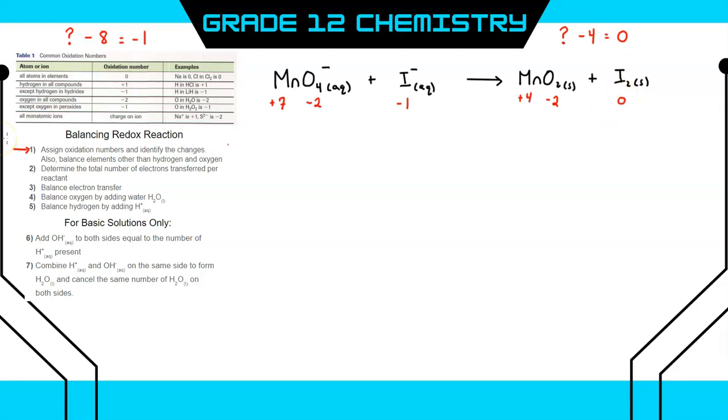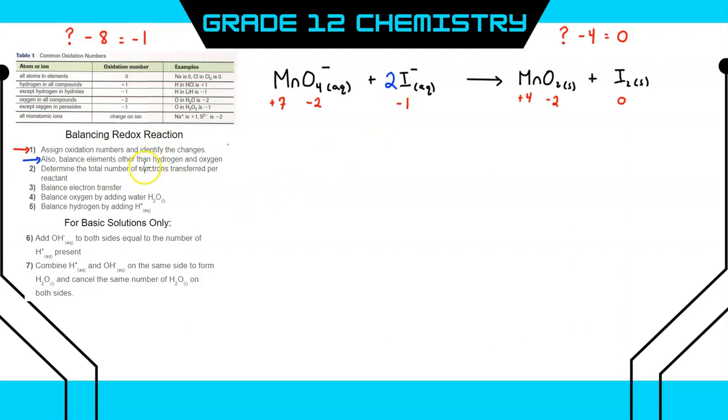All right, so let's see what's happening to these charges. But first, I told you we're going to do an example where we are going to actually need to balance those elements other than hydrogen and oxygen. So manganese has 1 here in our reactants and 1 here in our products. Iodine, however, has 1 in our reactants and 2 in our products. So just as we would do balancing regular chemical equations, we're going to change the coefficient here to a 2.